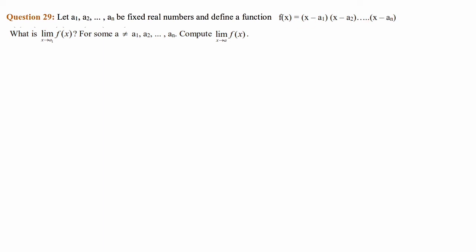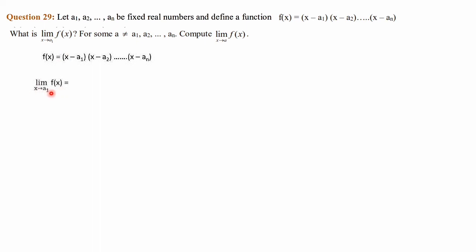We are asked to find limit x tends to a1 f of x first, and again limit x tends to a f of x is also asked to calculate. Very simple question. Let's write f of x first. F of x is equal to x minus a1 into x minus a2, etc. into x minus an. Here the first question is limit x tends to a1 f of x we have to calculate.